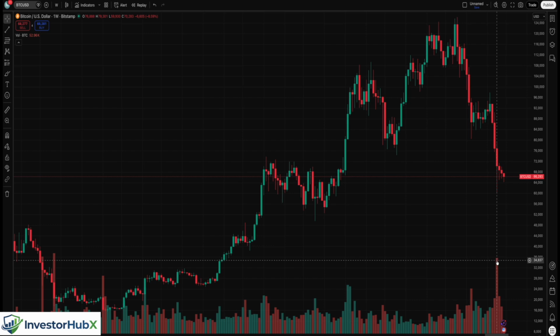Now look at this smaller green candle. It shows 18.36K. That means 18,360 Bitcoin were traded during that week. So volume is simply participation. It tells us how active the market was.